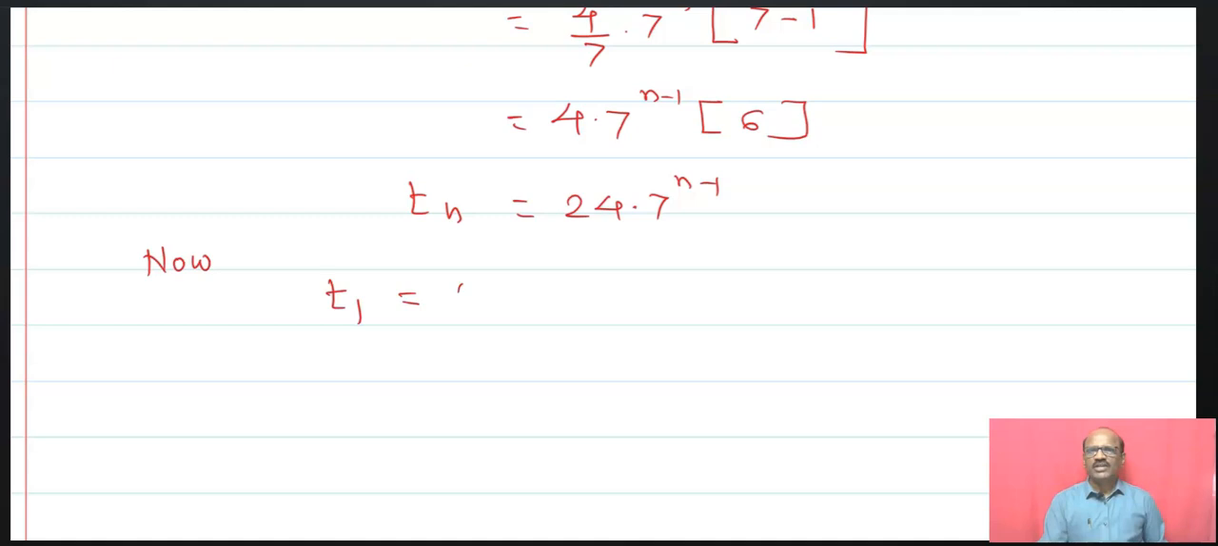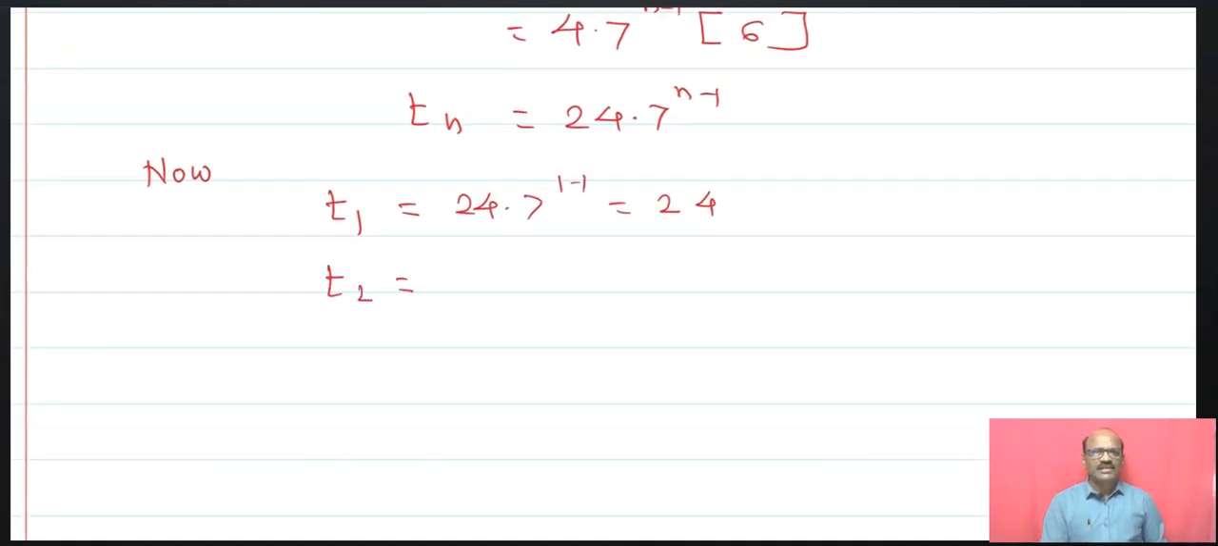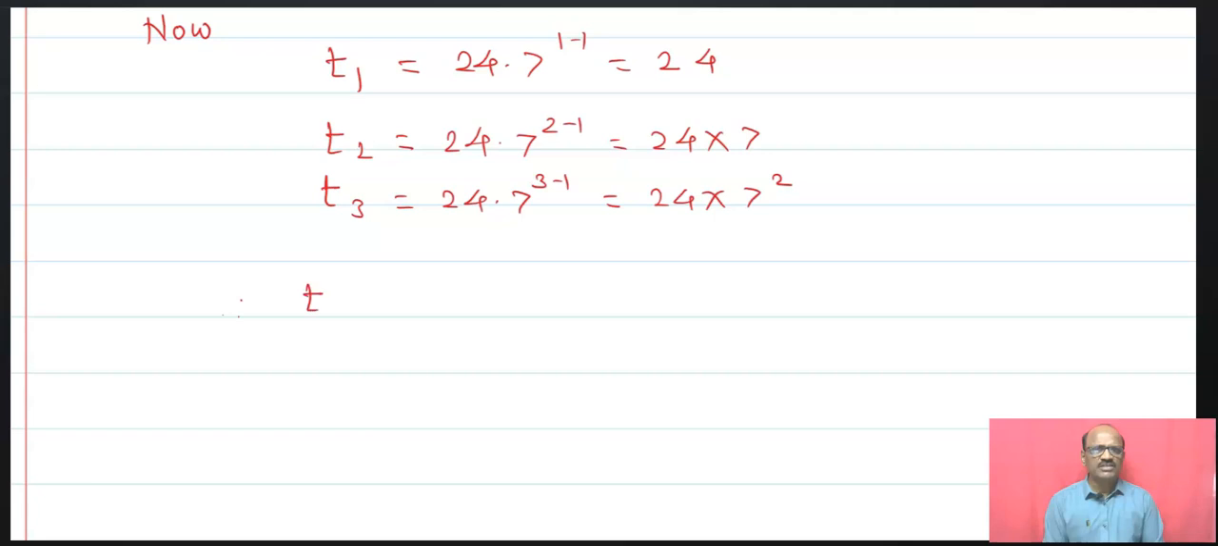Now we want to show that it is in GP. Therefore T1: n is replaced by 1 here. That is 24 into 7 raised to 1 minus 1, which is 7 raised to 0, so T1 is equal to 24. Next, n is replaced by 2: 24 into 7 raised to 2 minus 1, that is 24 into 7. T3 is equal to 24 into 7 raised to 3 minus 1, that is 24 into 7 square.